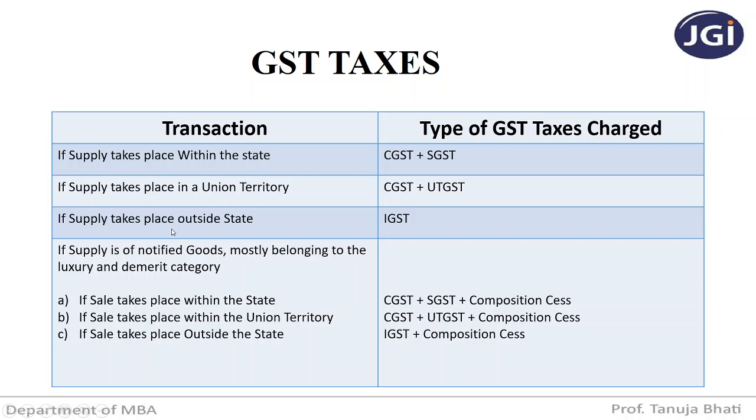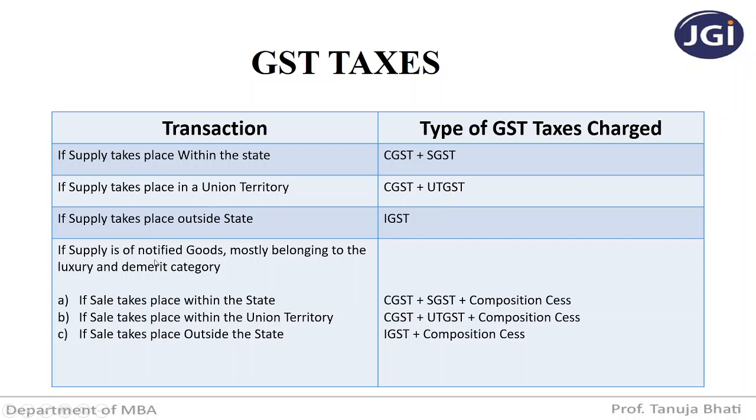Now, if supply takes place outside the state, only one GST tax is going to be charged, that is IGST, and IGST stands for Integrated Goods and Service Tax. For example, a supplier is from the state of Karnataka and he is selling the goods to a purchaser who is belonging to Maharashtra. Now, Karnataka and Maharashtra are two different states, so the sale is taking place outside the state, that is from Karnataka to Maharashtra. Therefore, the supplier is going to charge IGST.